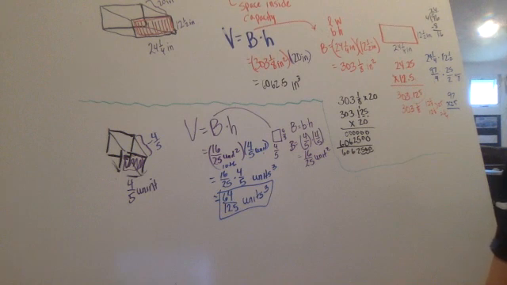All right, well, that is the way to find the volume of a rectangular prism.